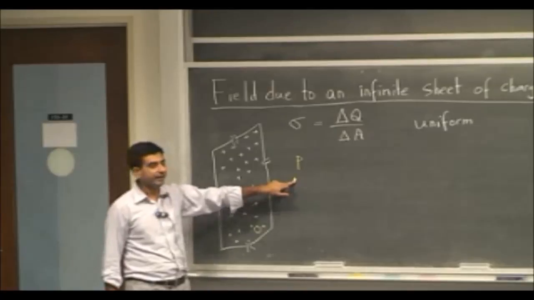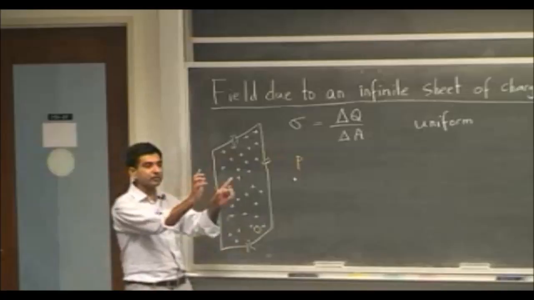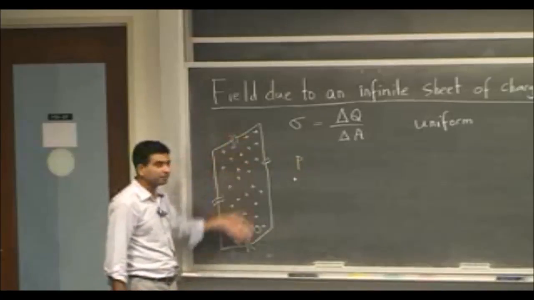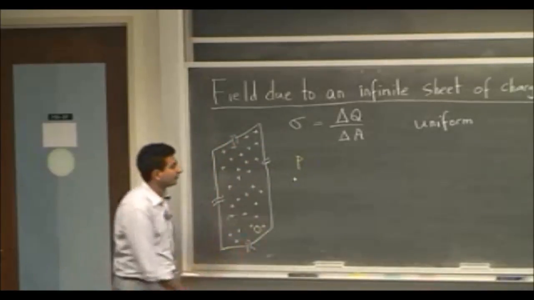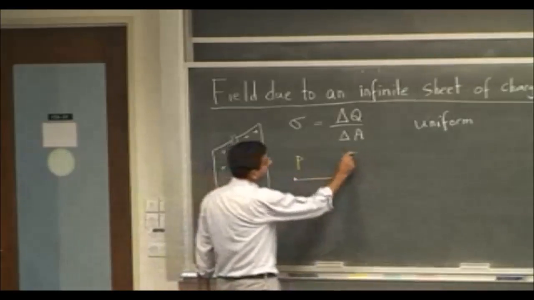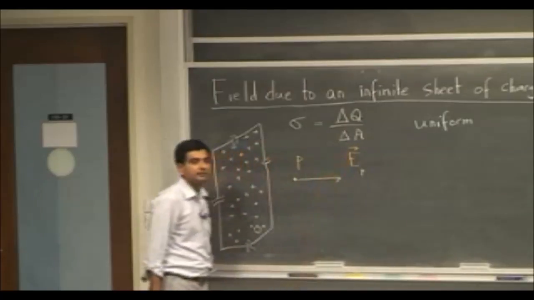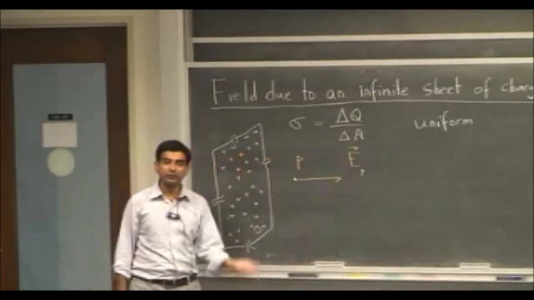It's outward. It's away from the sheet, because this is a positively charged sheet. It's away from the sheet and it's going to be normal to the plane of the sheet. So it's going to point in this direction. This is the electric field at point P. Now I don't know its magnitude, but I know its direction.